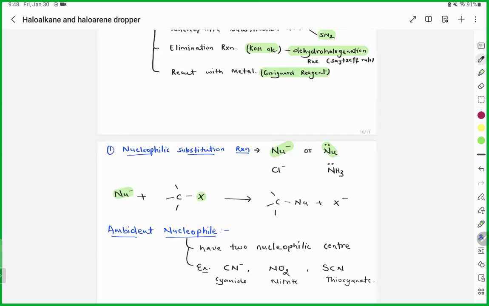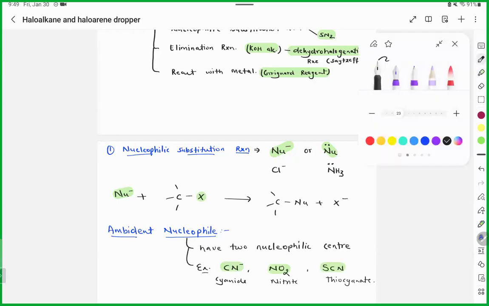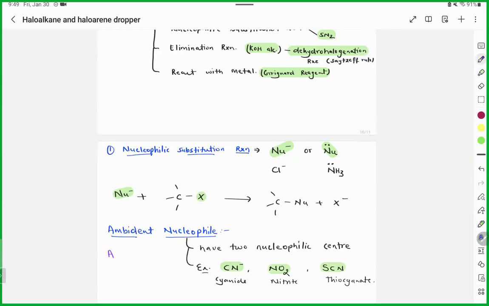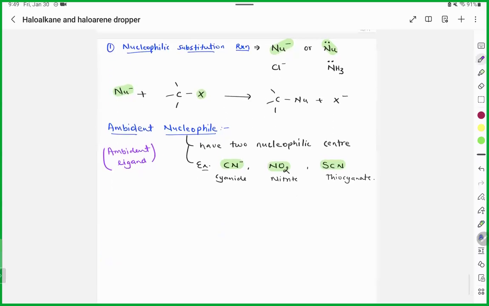This is just a quick revision of the ambidentate ligand given in the coordination compound chapter. You can write it in the bracket. Same example in the case of ambidentate ligand. Either ambidentate ligand, ambidentate nucleophile, or chelating agent. Out of these three, there is a high chance one question will be asked. Sometimes if it is not asked from these two, then it can be the chelating ligand. Also important.